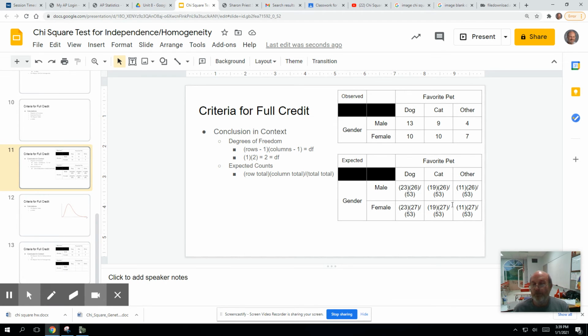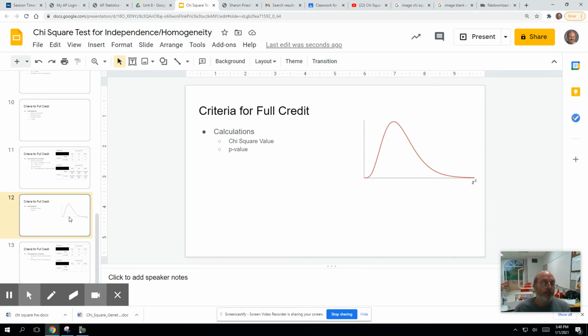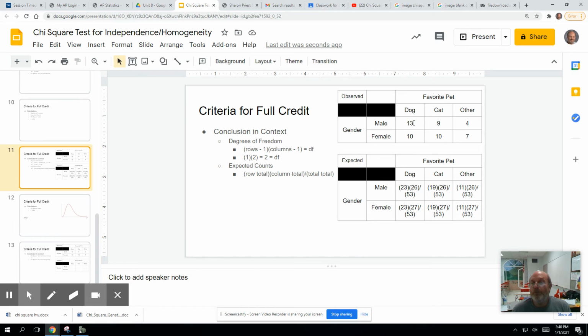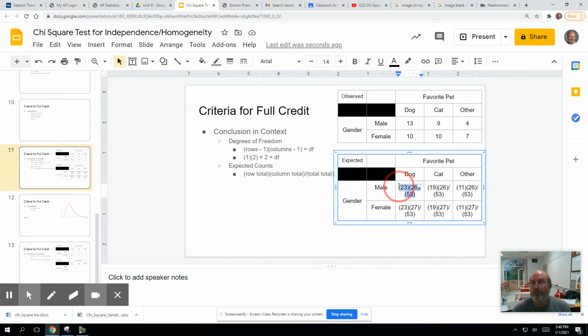And you can enter these as decimals in your calculator when we run the test. If we want the chi-square value, then we go back and we look at this. I'm going to put a big X squared here. What we're going to do, if we go back up here, is take the observed count minus the expected count, take that difference and square it. And then we're going to divide that by the expected count.